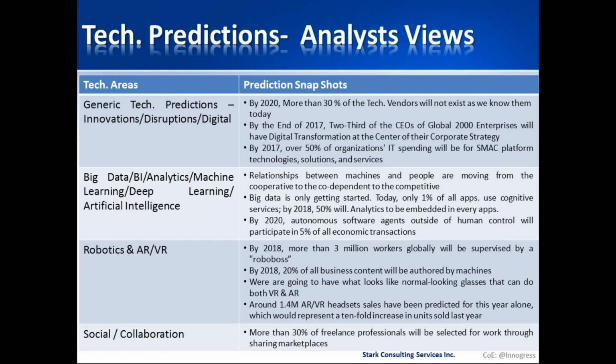By 2020, more than 30% of the tech vendors will not exist as we know them today. So this is a big prediction. 30% of the known tech companies who are right now in the market may not be existing another 5-6 years down the line. So that is the impact. That kind of innovation is happening.